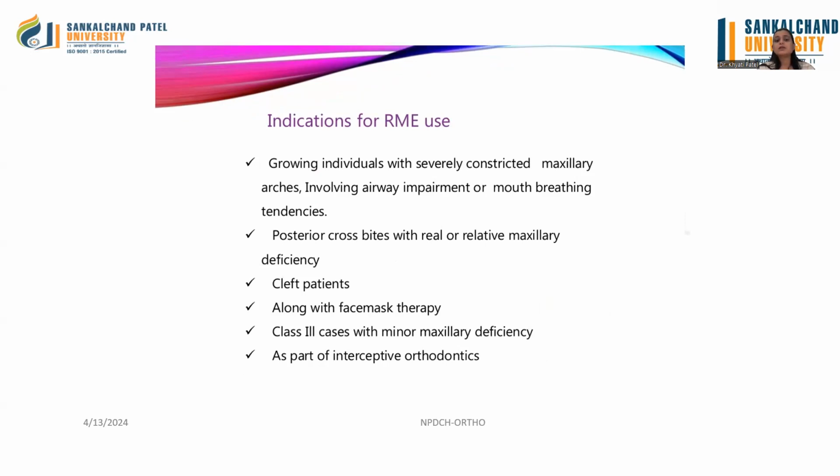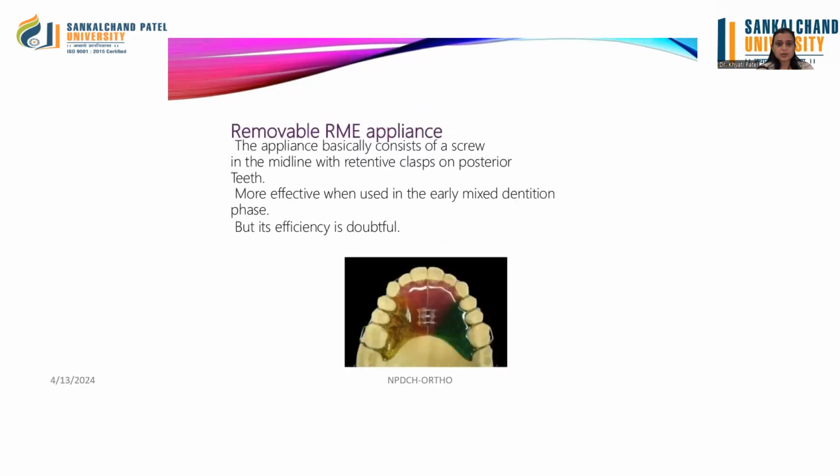First one is growing individuals with severely constricted maxillary arches. Even when there is airway impairment or a mouth breathing habit. Second one is posterior crossbite, which is relatively a maxillary deficiency. Cleft palate patients, along with face mask therapy, we can use RME. Class 3 cases with minor maxillary deficiency, we require RME to loosen up the suture of the maxillary bone. And also we can use it as a part of interceptive orthodontics.